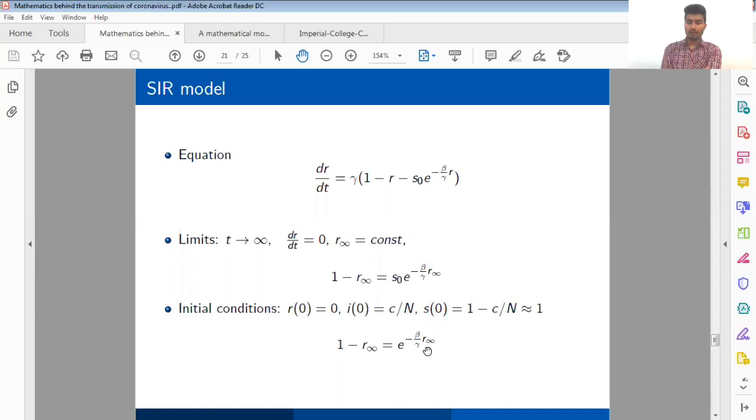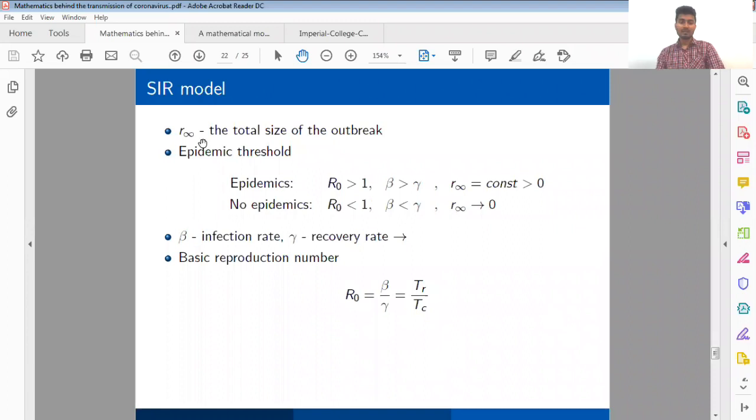If R naught is one, then that's the critical point. So we will solve this. And R infinity is the total size of the outbreak. So the damage, the number of total population got infected, that's the size of R infinity.